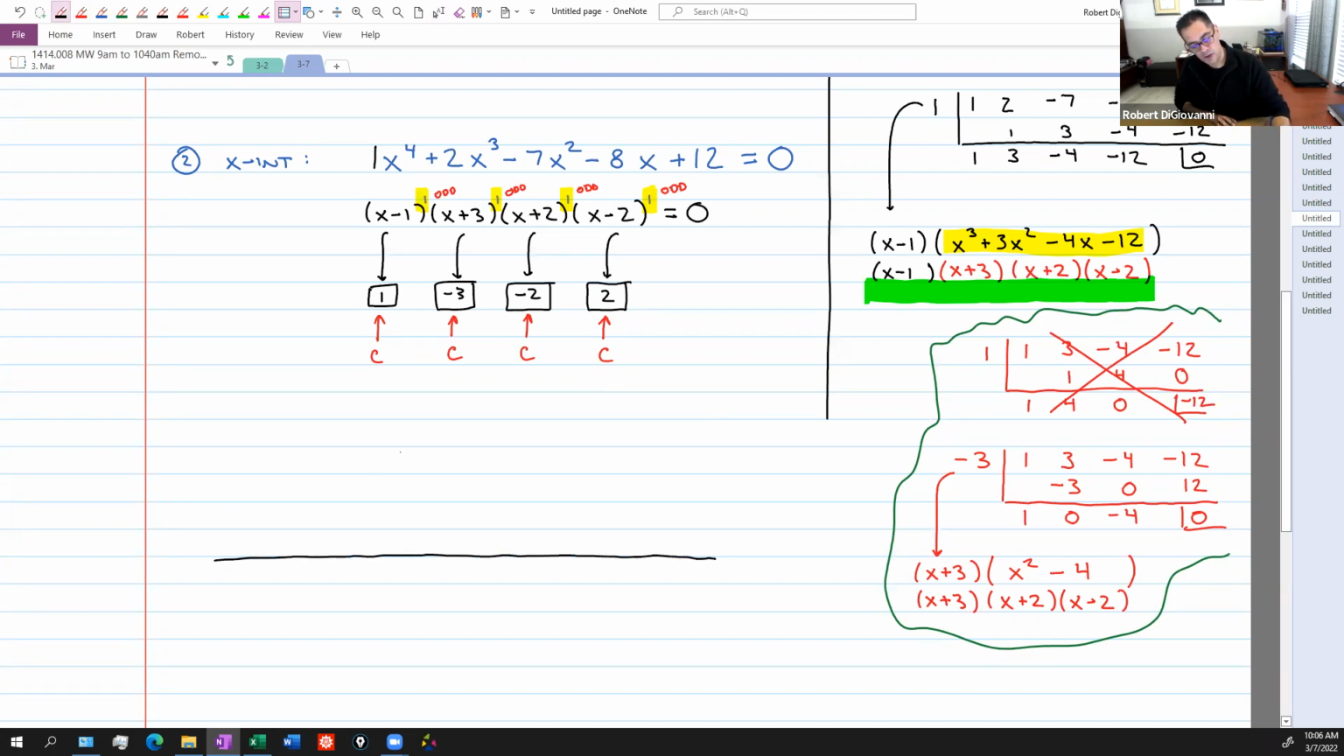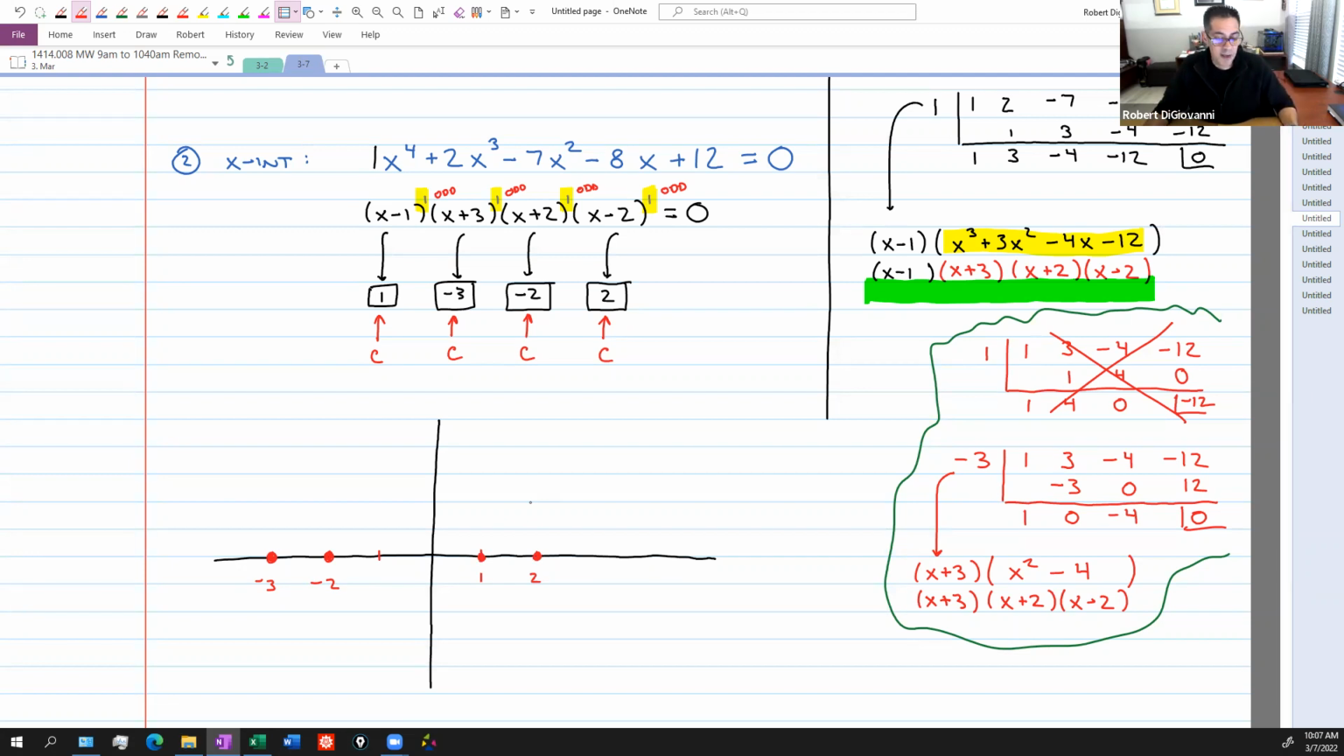Time to draw the function. I will start by putting my x-intercepts. Let's see, -3. I have an x-intercept. At -2, I have another x-intercept. At 1, I have an x-intercept. And at 2, I have an x-intercept. Okay, those points definitely exist on my graph.